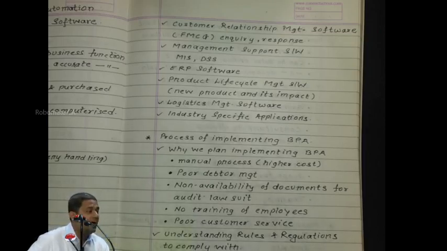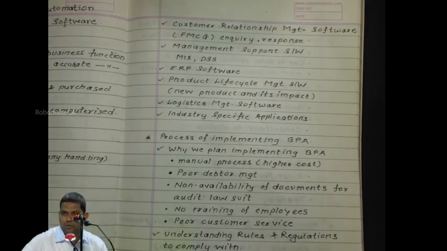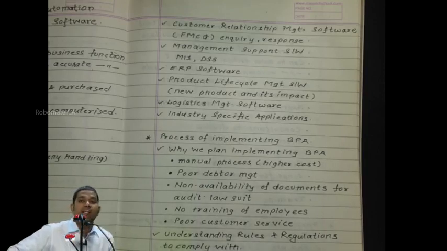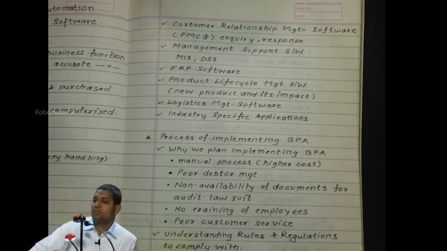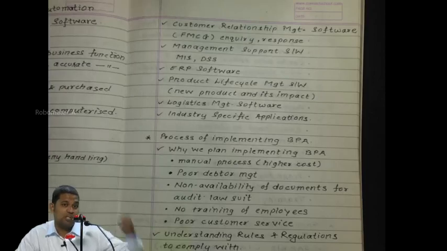Now FMCG are those goods which are constantly moving. Yes, fast moving consumer goods. Soap, toothpaste, shampoo, cosmetics, all these come under fast moving consumer goods. And I need to take the preferences of my customers. I'll conduct a survey. What do you expect from your washing powder?